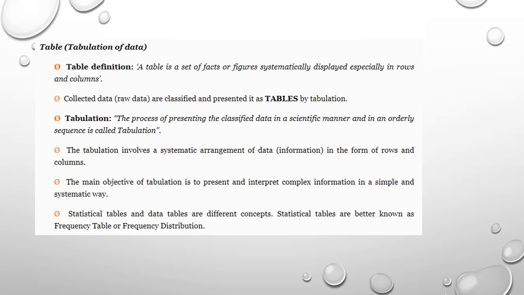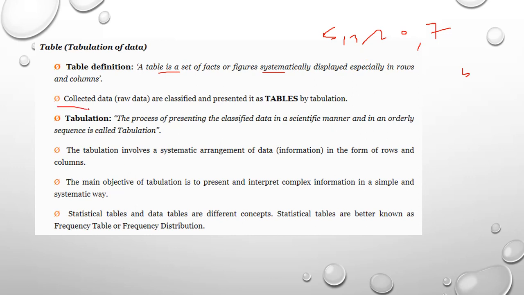Table definition: a table is a set of facts or figures systematically displayed, especially in rows or columns. Table means a collection of rows and columns. Systematically means, for example, I have 5, 3, 20 and 7, different values. These all are discrete variables. Then I can write them in ascending or descending order, in some meaningful way. Okay, this is the table definition.